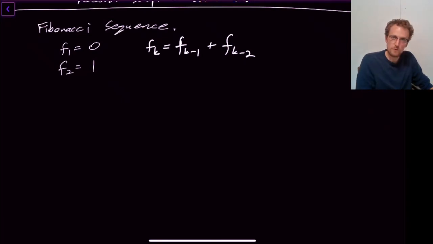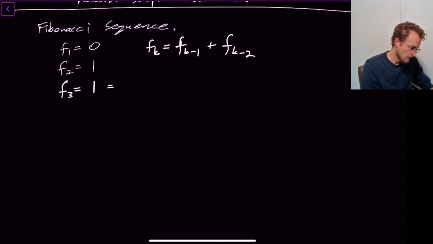I've got f1 and f2 defined. Now what is f3? Well, f3 is 0 plus 1, which is 1. Right, and so this is 0 plus 1. f1 plus f2 equals f3. And then once I have f3 defined, I can define f4. So f4 then is 2, which is 1 plus 1.